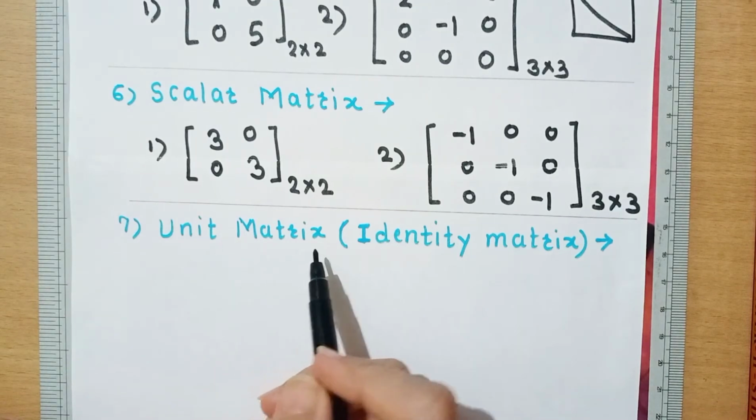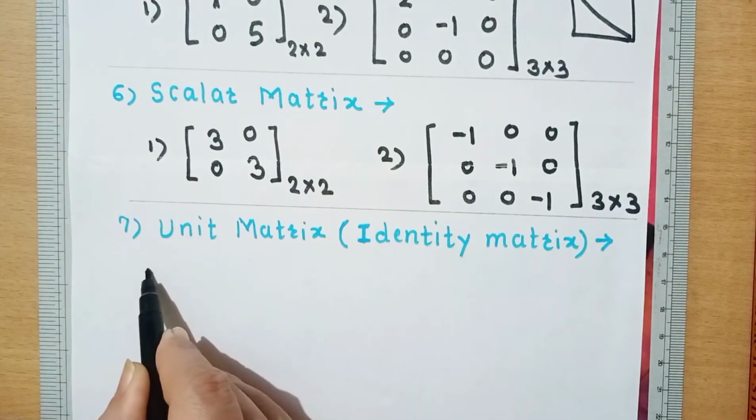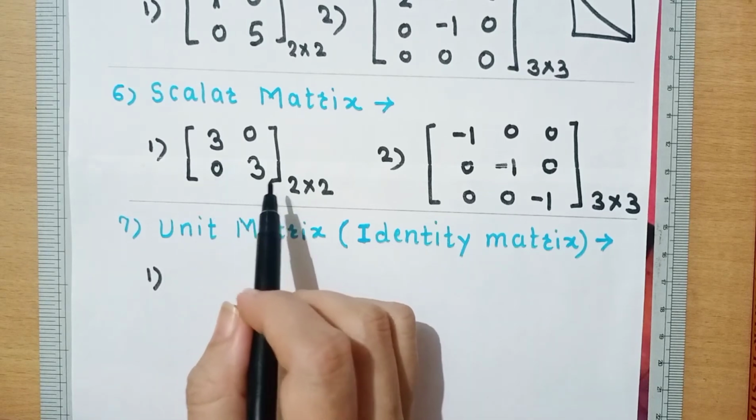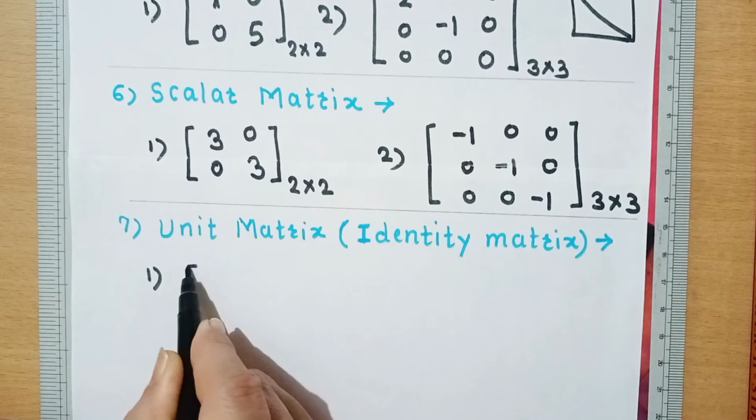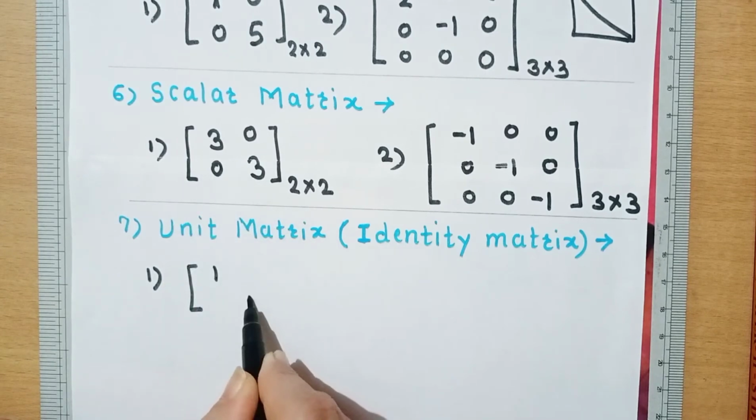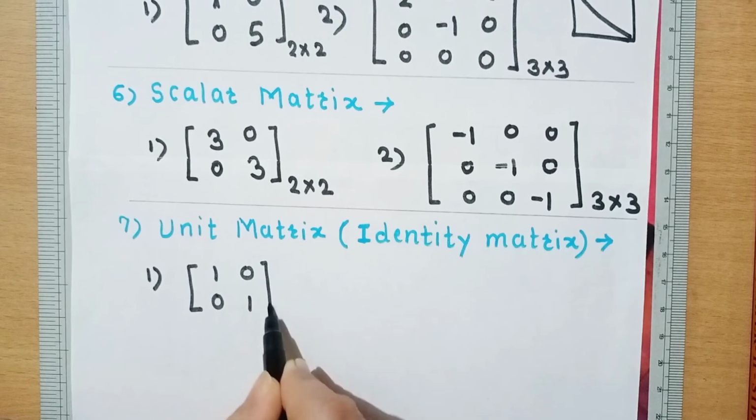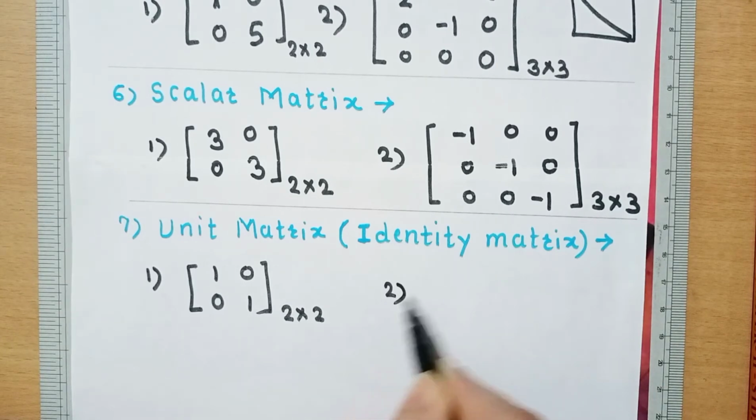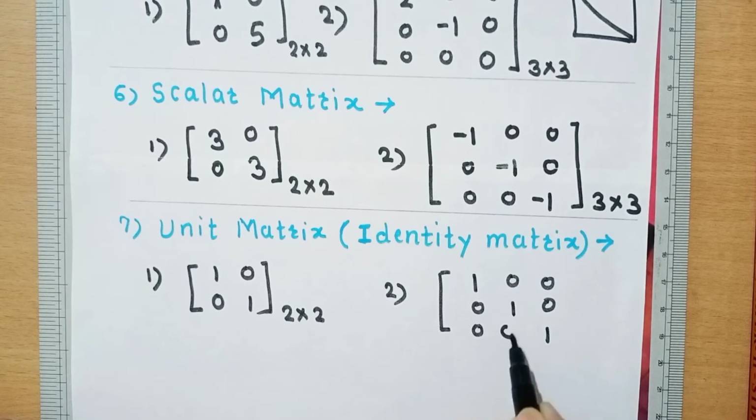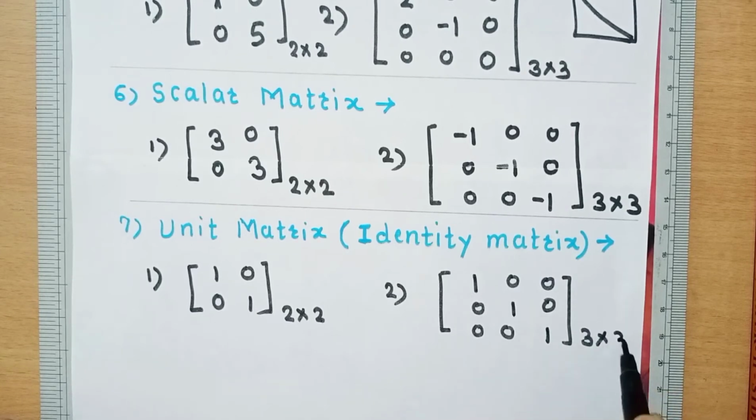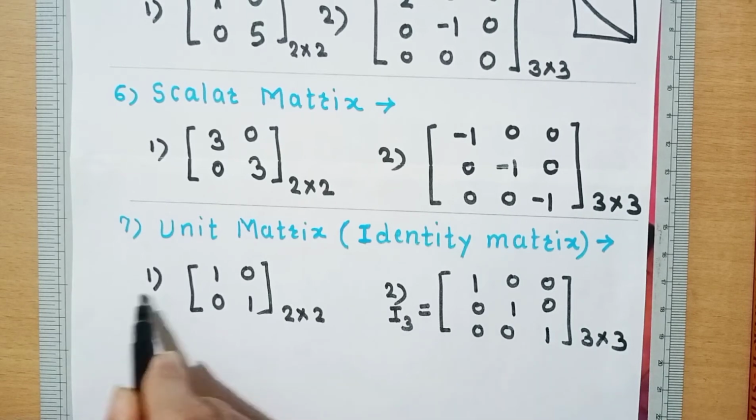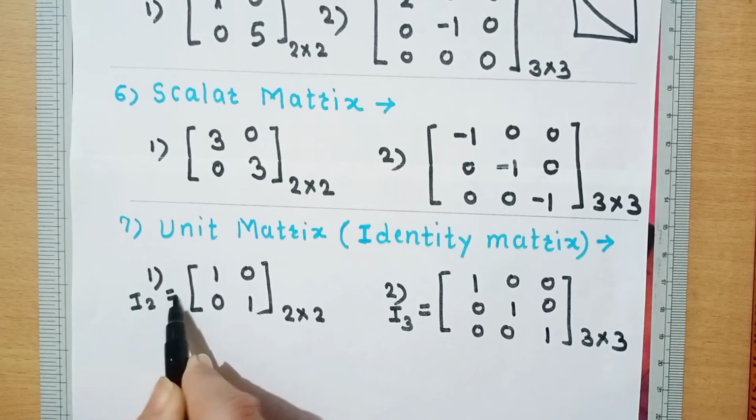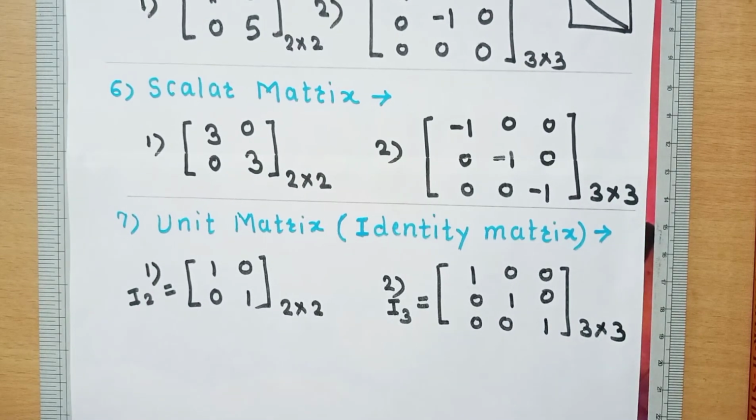Next type is unit matrix or identity matrix. Unit matrix means actually a scalar matrix in which diagonal element is 1. So suppose here I am writing this 1, 1, non-diagonal element 0. So this is unit or identity matrix of order 2 by 2. And second example, this is identity matrix of order 3 by 3 and we are denoting this matrix by I3, means of order 3 by 3. This by I2 means of order 2 by 2.